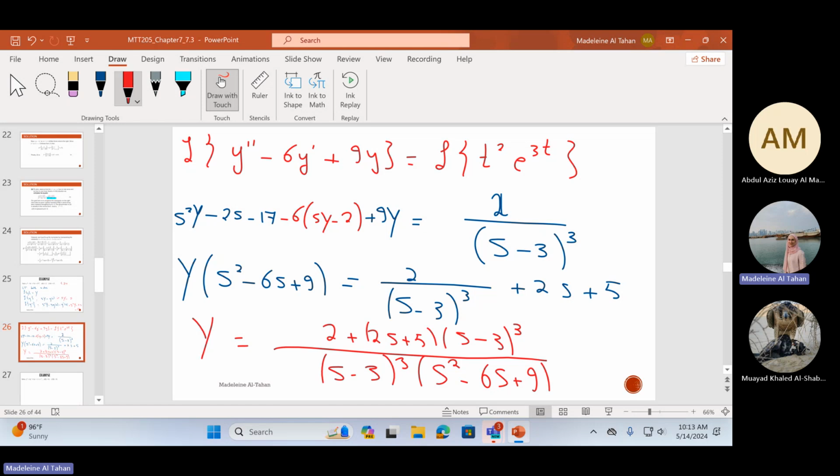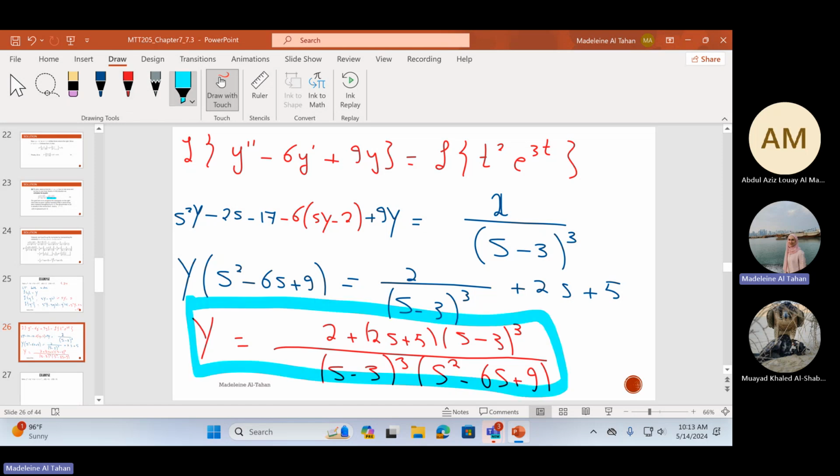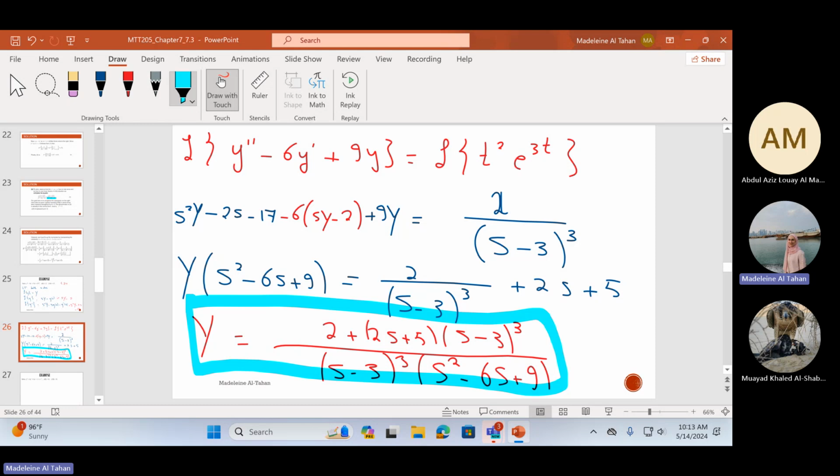So this is why we are done with the first step. Of course, we can simplify it or write it in a simpler form, but at this moment we are done with step number 1. In order to apply step number 2, which is inverse Laplace, we need to rewrite this one in a simpler form.